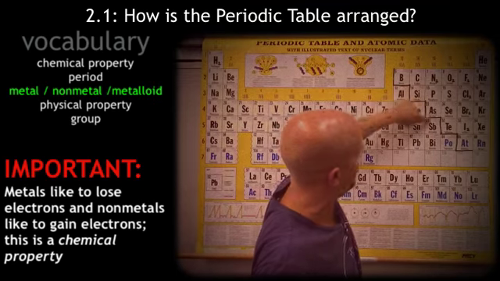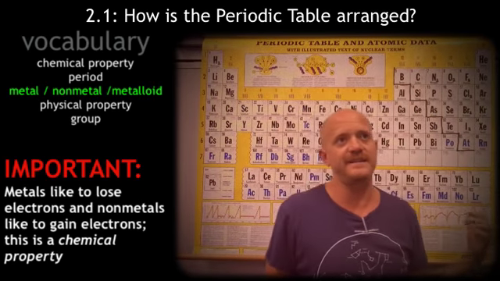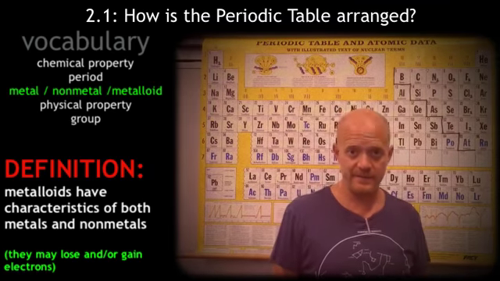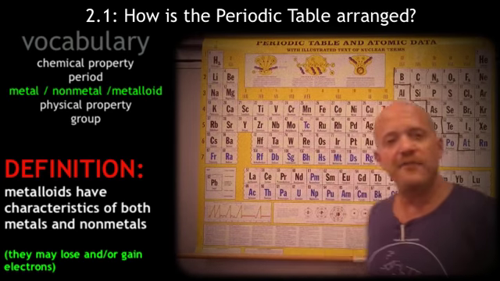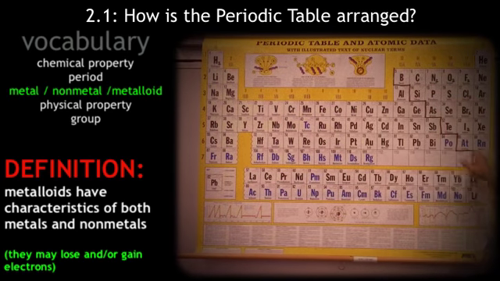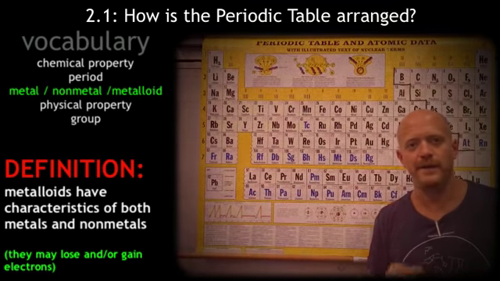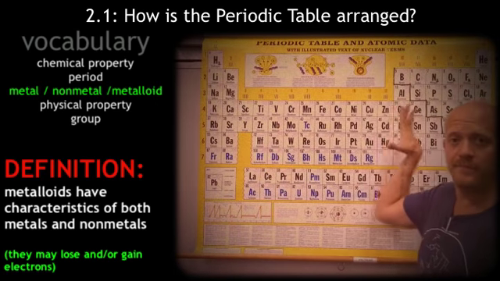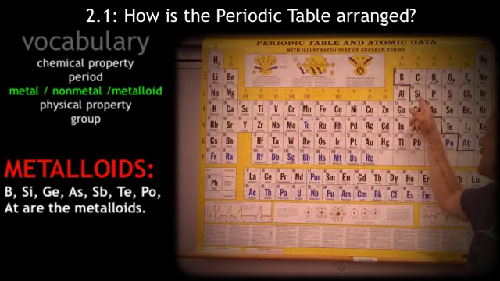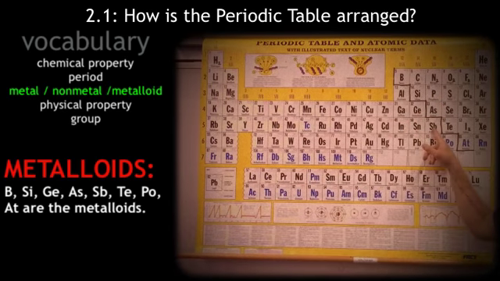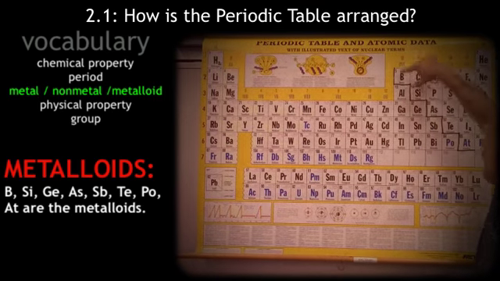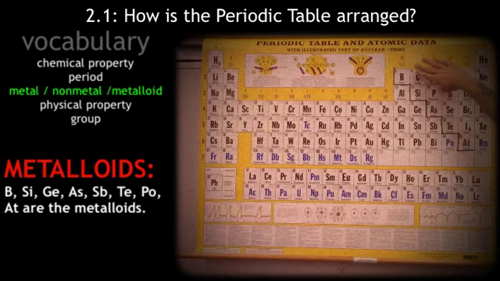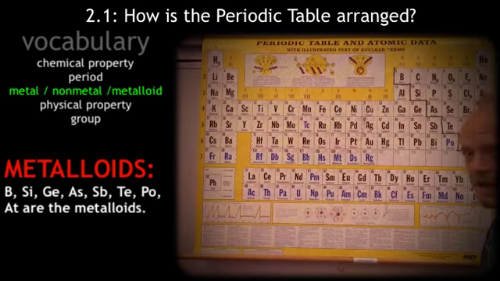But we have this little staircase right here. And this little staircase contains what is called metalloids. And metalloids have characteristics of both metals and nonmetals. If you look on your periodic table, you're going to see a little staircase like this. Every element that touches this staircase is a metalloid, with one exception. Aluminum is a metal. So we have boron, silicon, germanium, arsenic, antimony, tellurium, polonium, and astatine. These are all metalloids. This is the only metal. All of these elements are nonmetals.